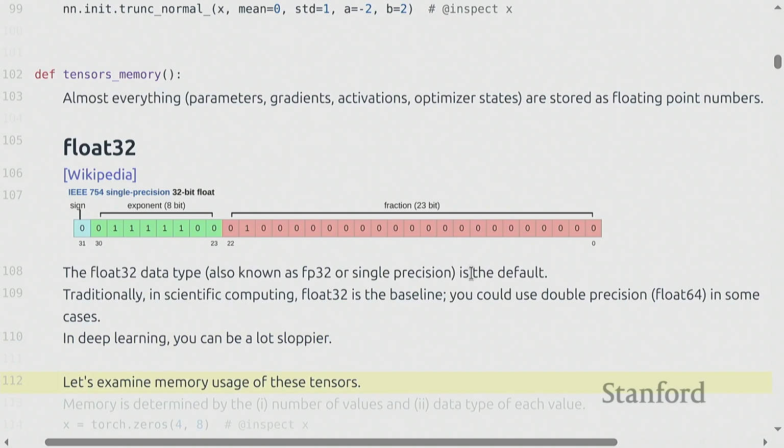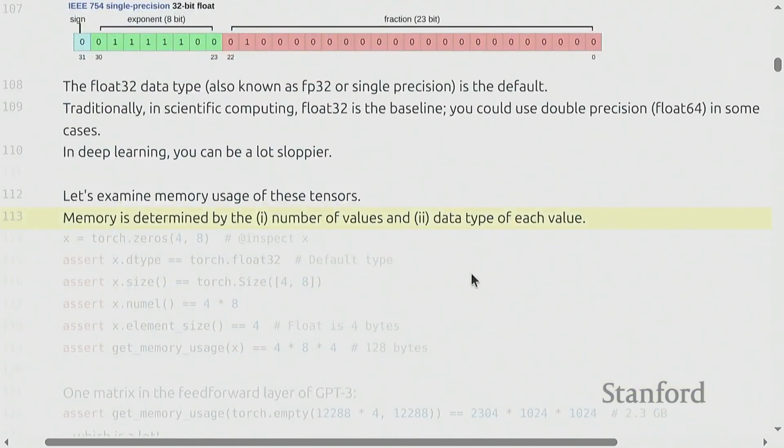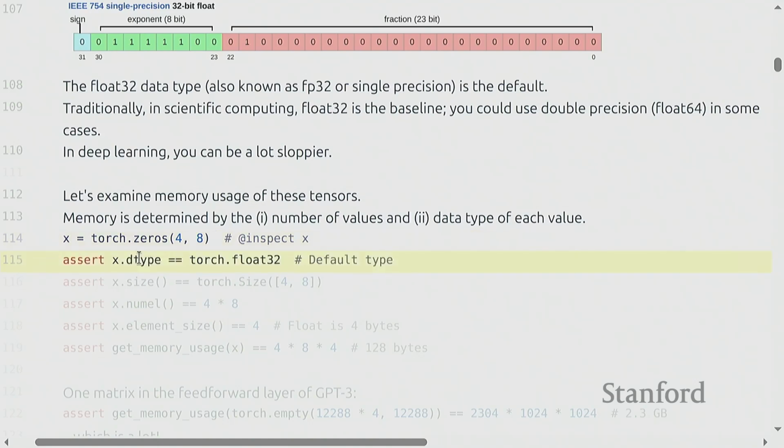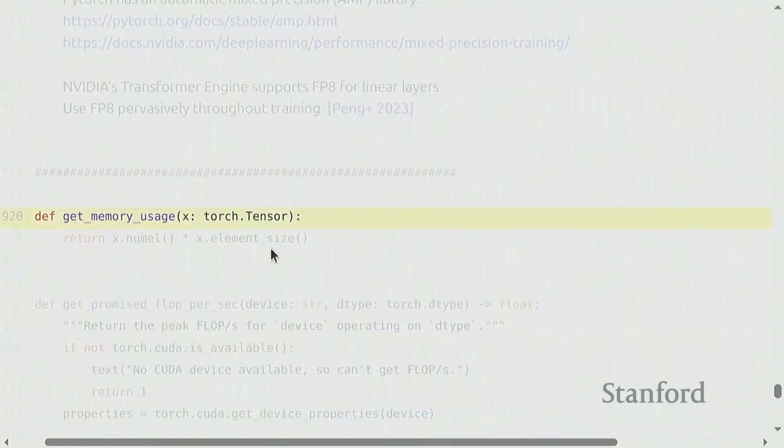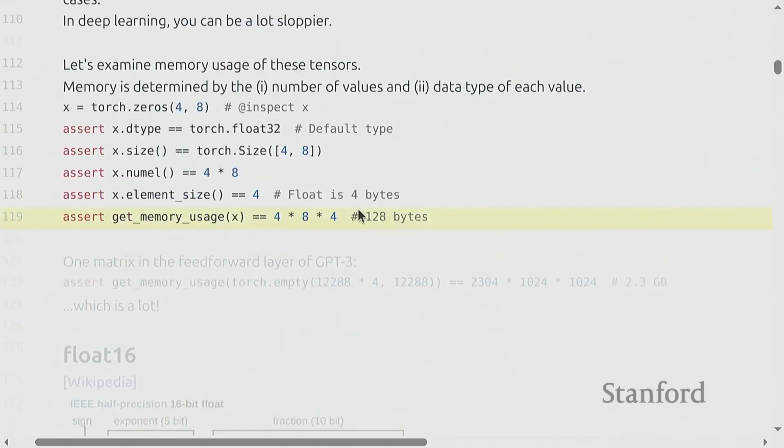Okay, so let's look at the memory. So the memory, it's very simple. It's determined by the number of values you have in your tensor and the data type of each value. Okay, so if you create a torch tensor of a 4x8 matrix, the default, it'll give you a type of float 32. The size is 4x8, and the number of elements is 32. Each element size is 4 bytes. 32 bits is 4 bytes. And the memory usage is simply the number of elements times the size of each element, and that'll give you 128 bytes. Okay, so this should be pretty easy.